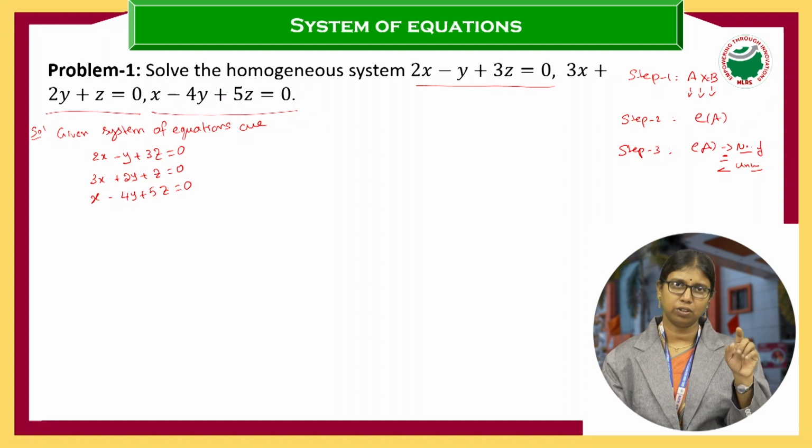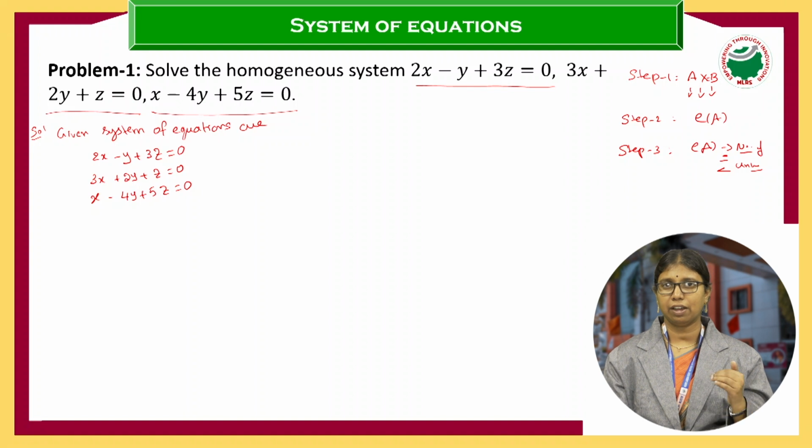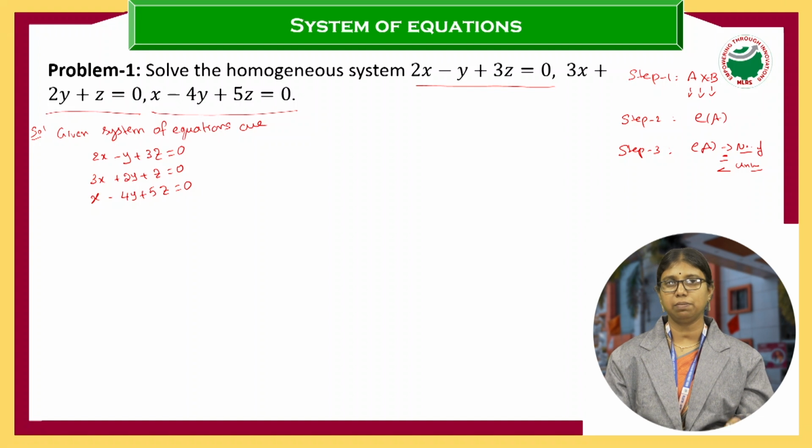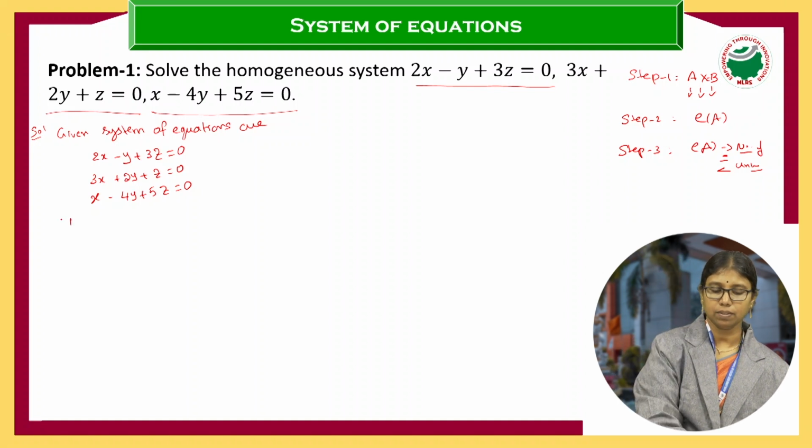In step 1, you have to represent the given system of equations in matrix representation. In step 2, you have to calculate the rank for matrix A. And next, in step 3, you have to compare the rank value with the number of unknowns. In case of equality, you will get the trivial solution. In case of less than, you will get an infinite number of solutions. So, first do the first step, take the matrix notation.